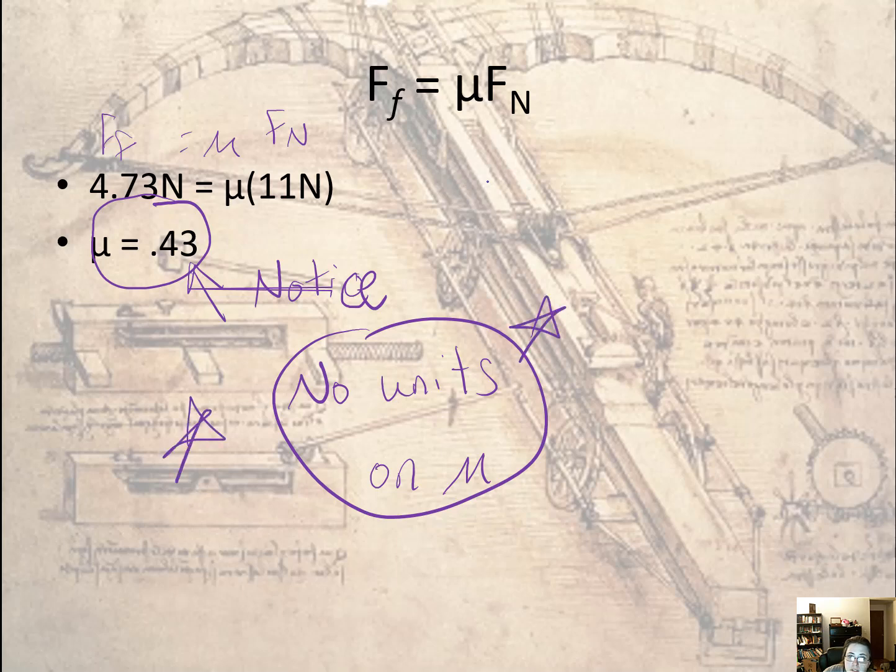This is because when you work this out, you have 4.73 newtons is equal to mu times 11 newtons. If you divide that, you get rid of them, so there isn't anything. Almost always, mu will be less than 1. As it gets closer to 1, it gets stickier and stickier. You can go above 1, but it's really hard.